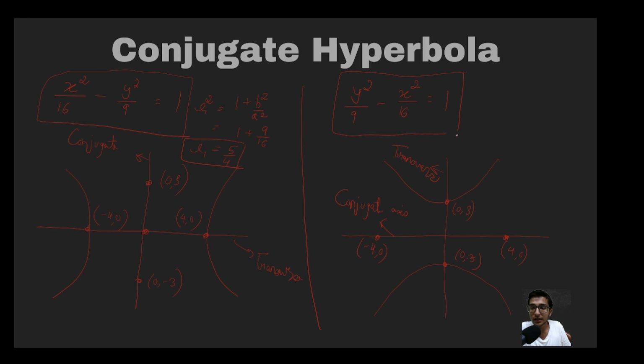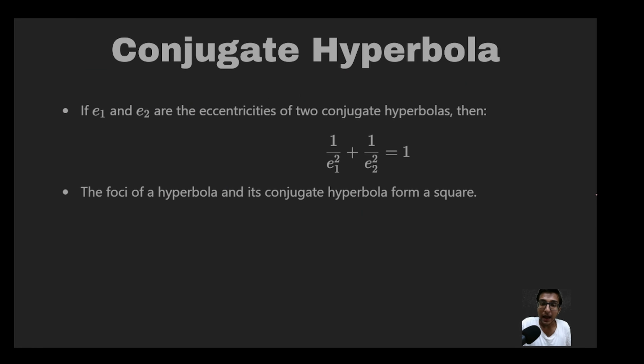Now let us find out the eccentricity of this one. Let us name this e2. e2 square would become 1 plus b square by a square. So e2 square would be written as 1 plus, this would now become 16 by 9, and upon solving this you would get a value. And then, how do we find the relationship between these two values?